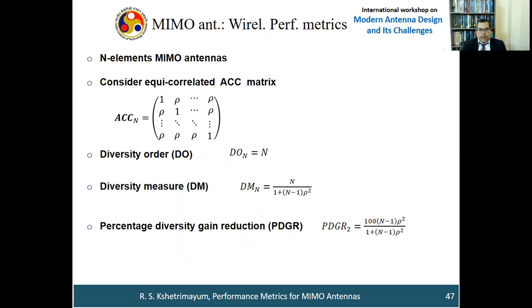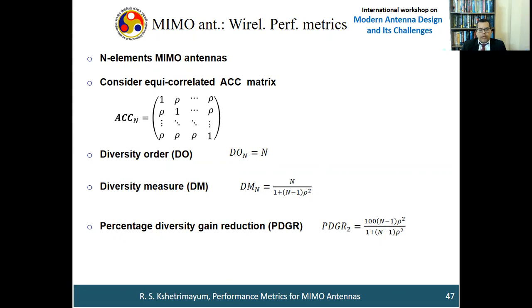Let us consider the equi-correlated SCC matrix. In the equi-correlated SCC matrix, the diagonal elements of the antenna correlation coefficient are 1 and the off-diagonal elements are rho. So we can calculate the diversity order for this from the rank of the channel matrix, and it turns out to be n. And the diversity measure can be calculated from this simple formula, n by 1 plus n minus 1 rho square. So we can also calculate the diversity gain reduction.